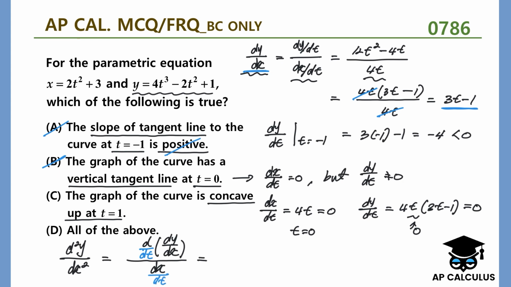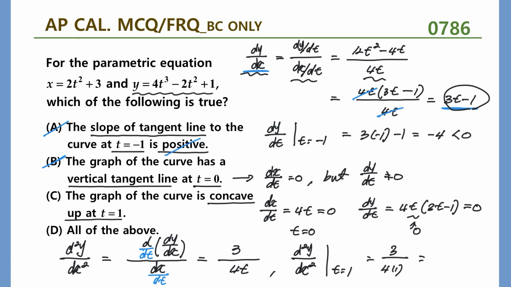So that is equal to, here dy/dx, that's 3t minus 1. So the derivative of that is 3, and dx/dt was 4t, right? So our second derivative at t is equal to 1 is equal to 3 over 4 times 1, 3 over 4. Positive, right? So the graph of the curve is concave up at t is equal to 1. That is true, right? The answer choice is true. So the answer is C.